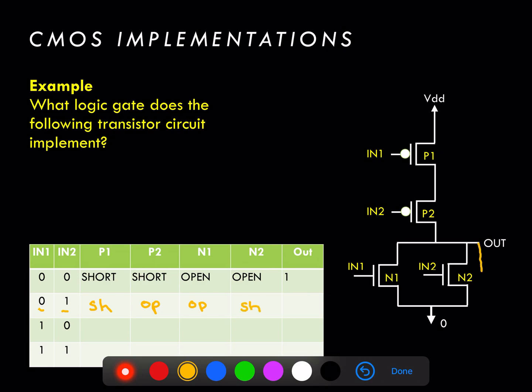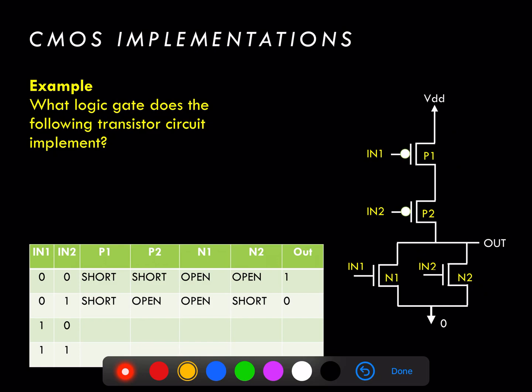So what we have here now, N2 models as a short, N1 is an open, P1 is a short, and P2 is an open circuit. And now we see a direct connection to 0 between the output and 0, giving us a digital 0 at the output.